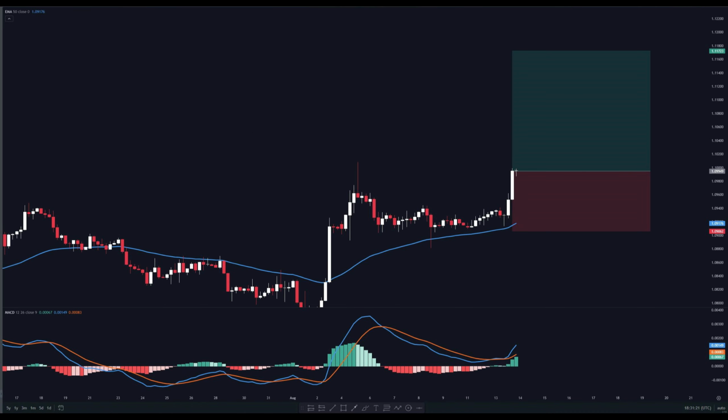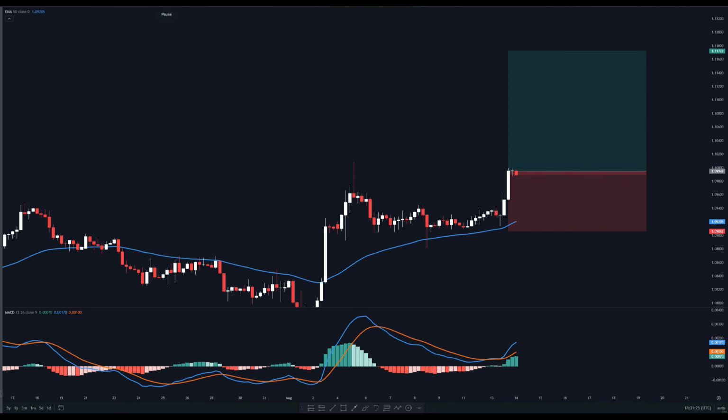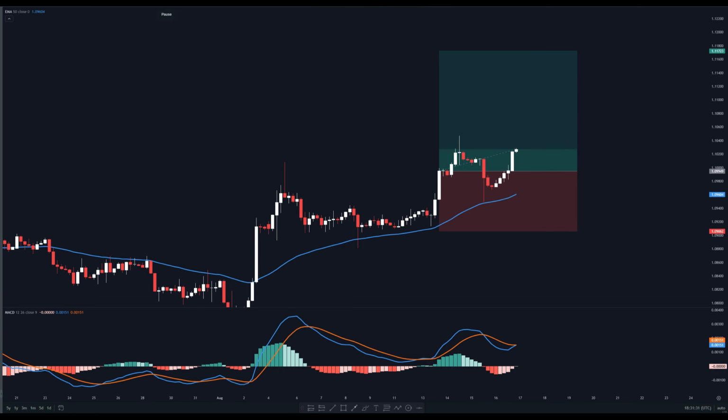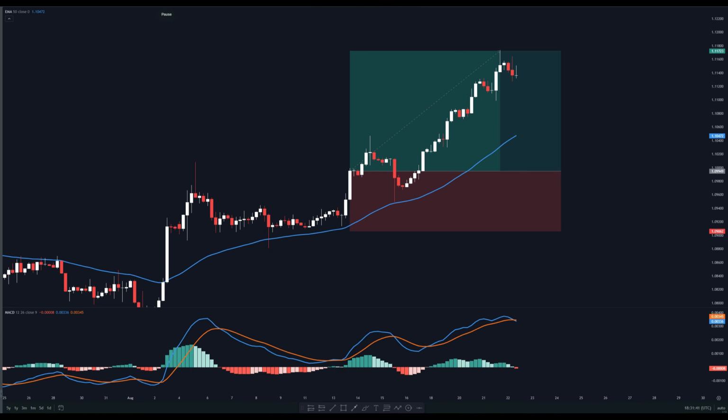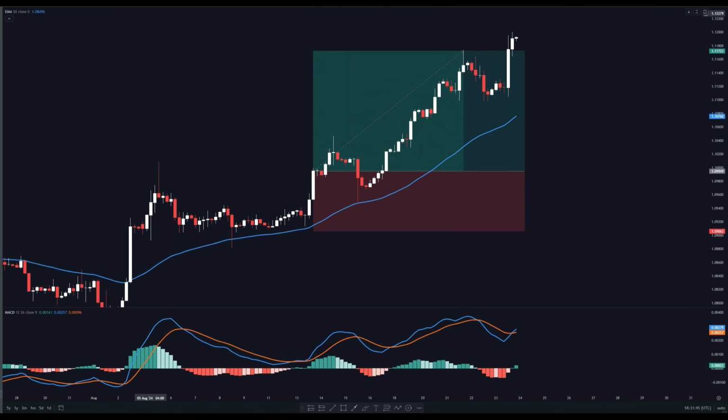Stop loss will be a couple of pips below the 50 EMA. And for take profit, you can target the recent swing high, or just a 1:2 risk and reward ratio. And finally, we have a winning trade with high reward and low risk.